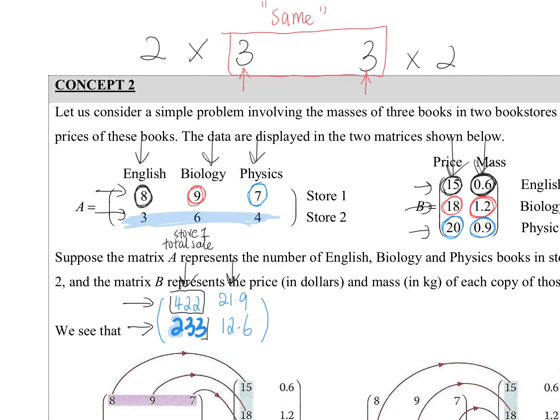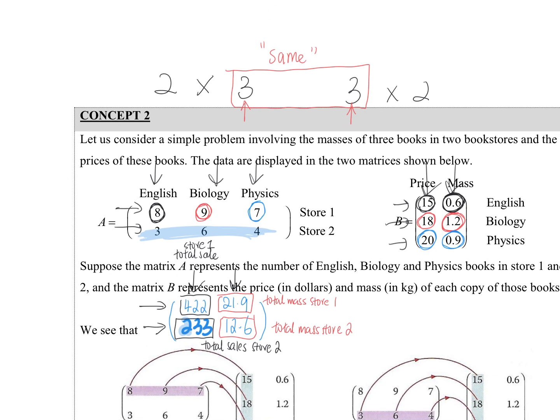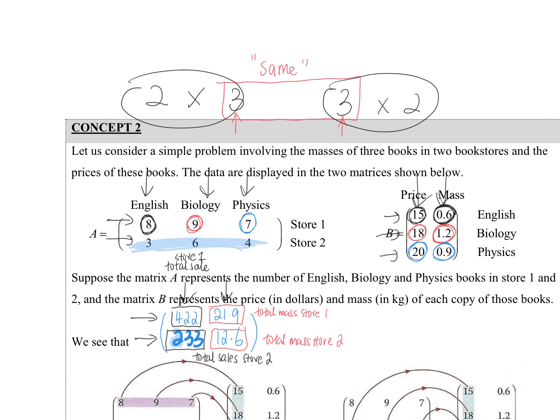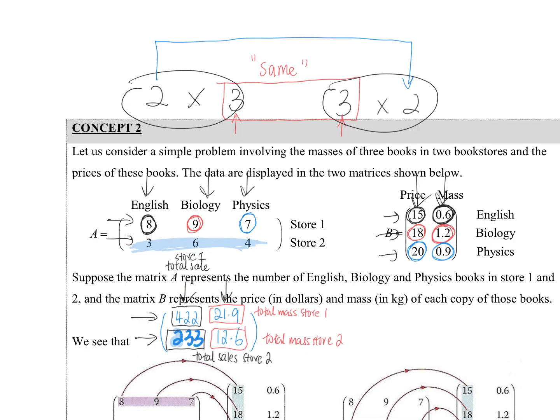This one is the total sales for store 2. This is the total mass for store 1. And then this one is the total mass for store 2. Why is it that when I started off with a 2x3 and a 3x2, I end up having a 2x2? It's because my final order is these 2 numbers. So my answer is a 2x2 matrix.